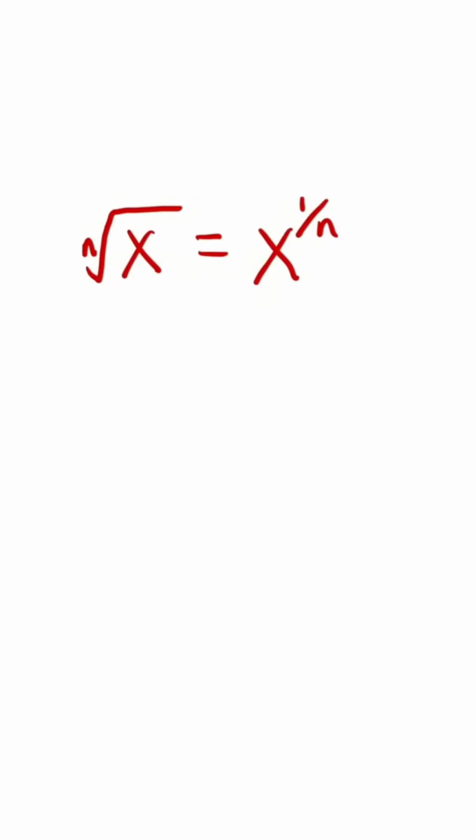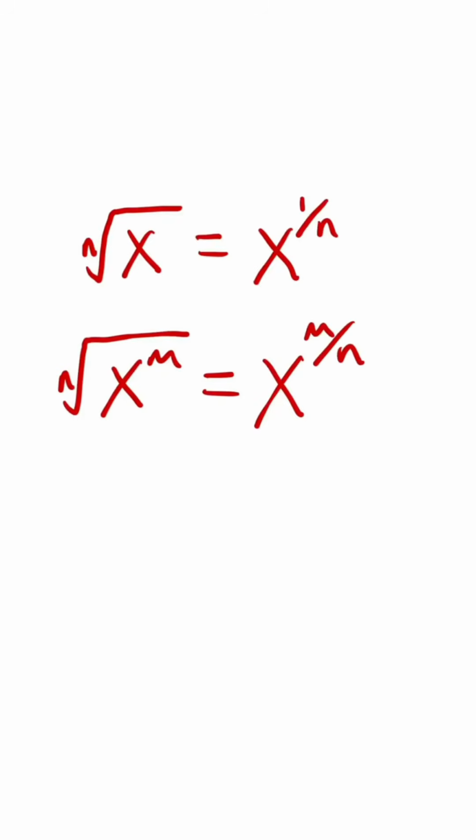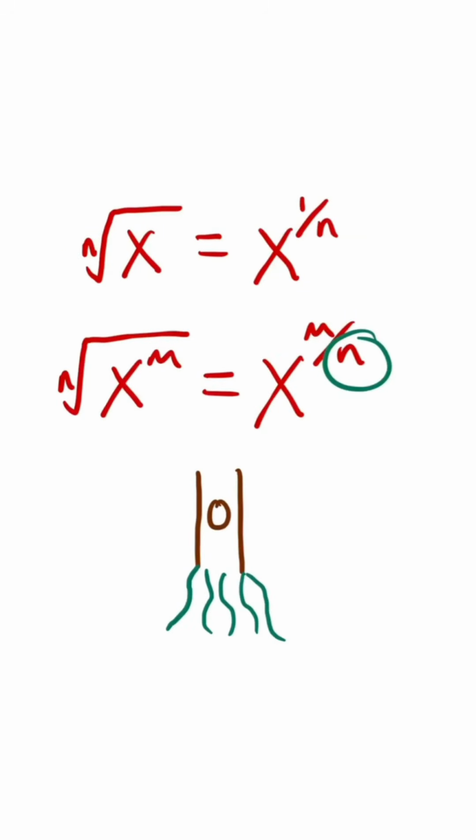If we have the nth root of a number, that's equal to the number raised to the 1 over n power. And if the number in the radical is already raised to a power, then that power is in the numerator and the index of the root is in the denominator of the fractional exponent. Now, this is a rule that you should definitely remember. And if you need help with this, just think about the roots of a tree being below the ground. So the index of our root is below, or in the denominator.